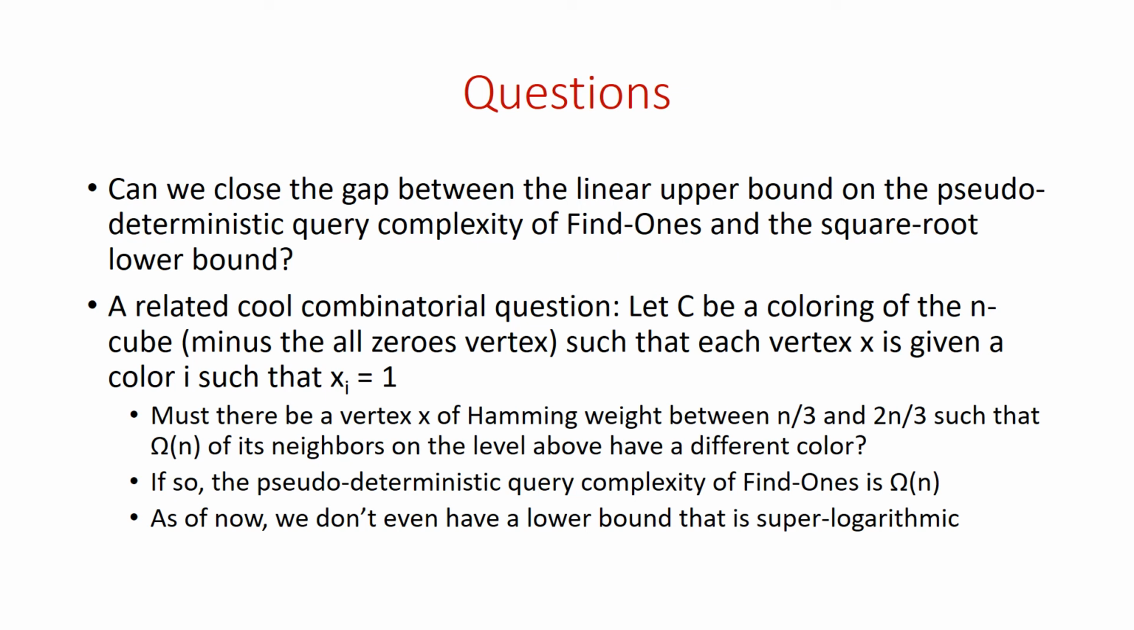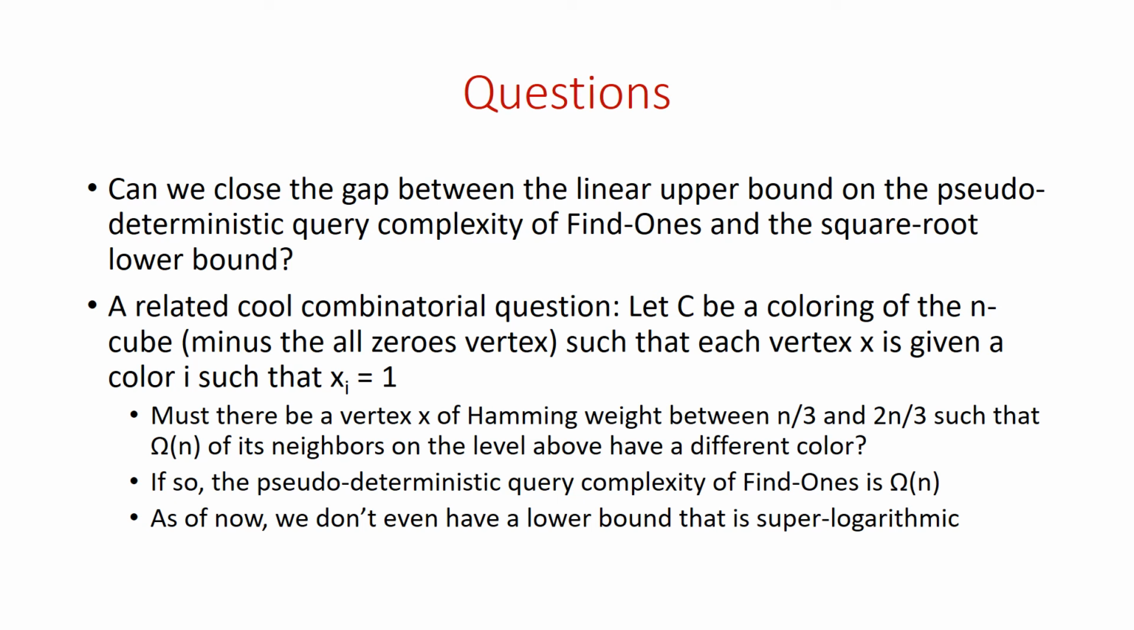So you're coloring all the vertices of the hypercube except the all zeros vertex. You're coloring each vertex by the index of a 1 of that vertex. And is it the case that any such coloring will have the property that you can find a vertex such that, among all its neighbors above it or all its neighbors below it, omega n of them have a different color? That seems like it might be the case, but we don't know how to show it.